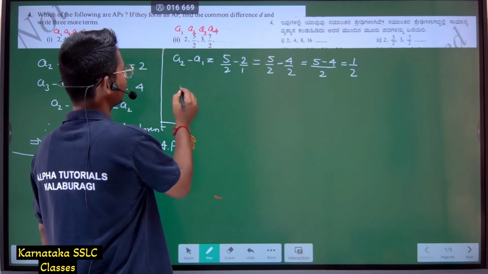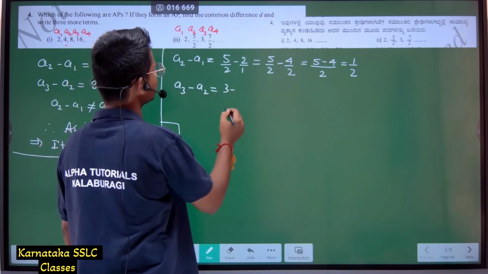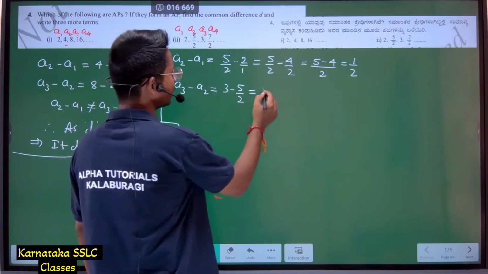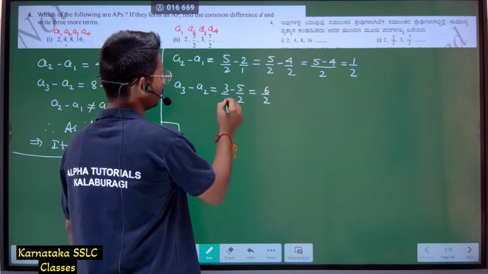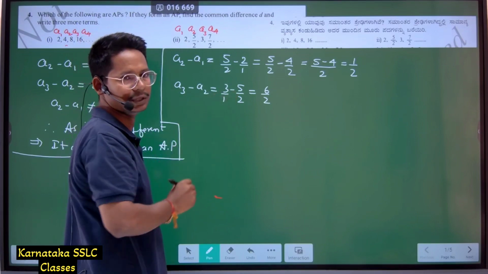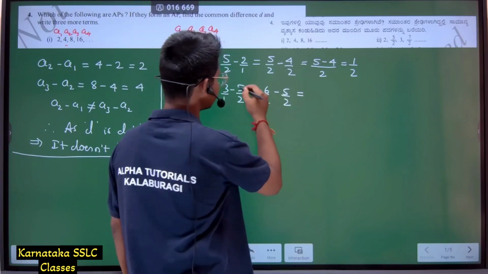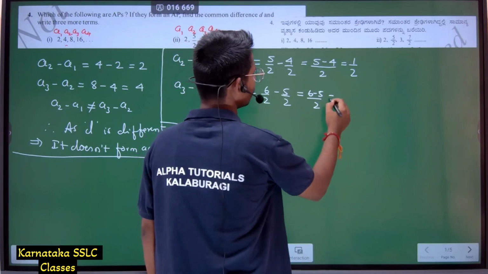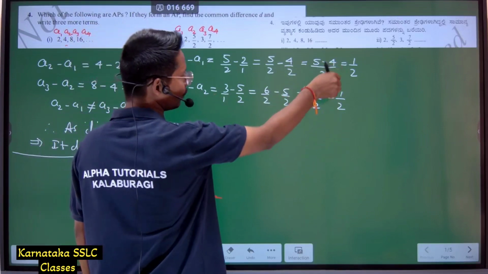Next, I'll find A3 minus A2. What is A3? 3, minus what is A2? 5 by 2. Now 3 I can write as 6 by 2, because 6 by 2 is again 3 only. Even you can write 3 by 1, so I'm simply multiplying 2 to the numerator and 2 to the denominator. So it is 6 by 2 minus 5 by 2 as it is. Again like fractions, so 6 minus 5 divided by 2 will give 1 by 2. Correct? Fine. So till now we have got the same common difference.